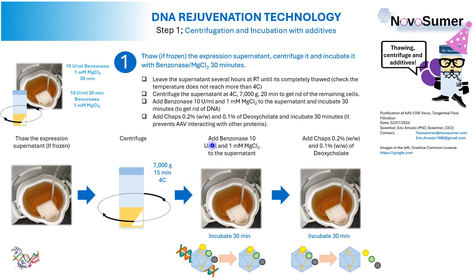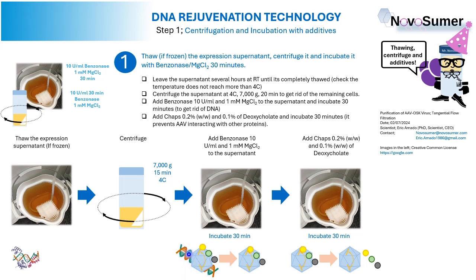So we add Benzonase, which is an enzyme, as I told you, that breaks the DNA. So by incubating 30 minutes with the Benzonase and the magnesium chloride, we get rid of the DNA. You see here, after incubating, it will look like something similar to this. We will get rid of the DNA. These are some other contaminants, okay? And this is the DNA as a contaminant.